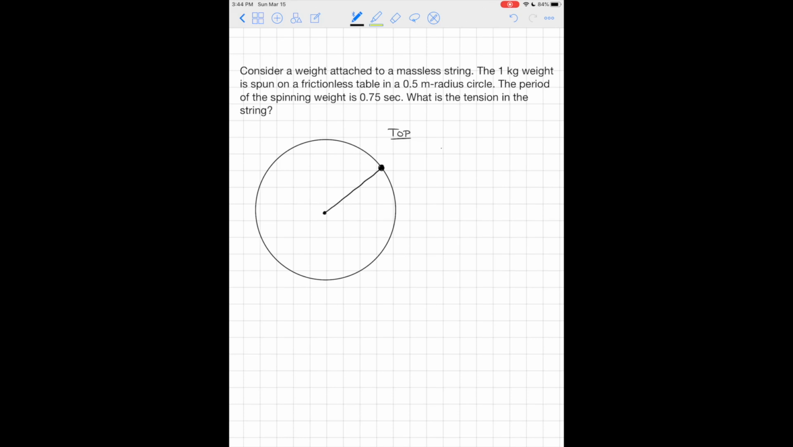Our weight is 1 kilogram. Might as well write that. Kilogram. We know that this radius here is equal to 0.5 meters. And then finally we know that our period of rotation is 0.75 seconds.